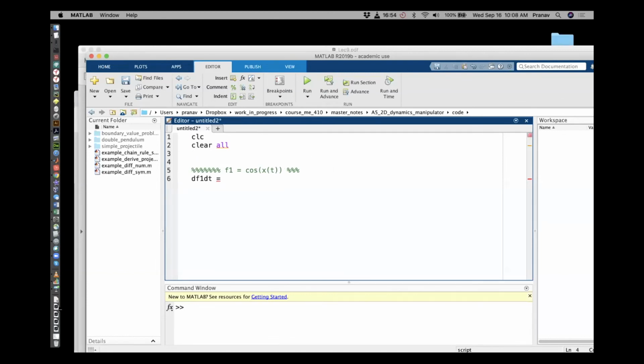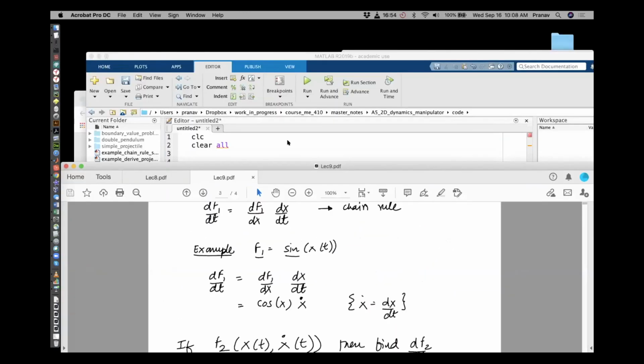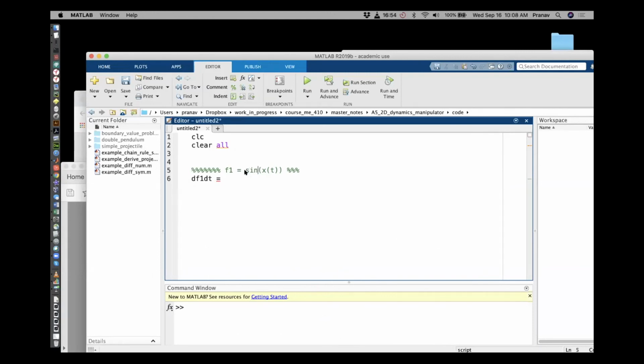Is that right? Let me just check. Was this the example we solved? Yeah, it was sine of x of t, my bad. So sine of x of t. Okay, so then I'm going to write f1 equals sine of x. I can't quite write x of t, but there's an implicit differentiation which I'm going to write down here. So that is going to be diff f1 with respect to x times x dot. Right? x dot is dx/dt.